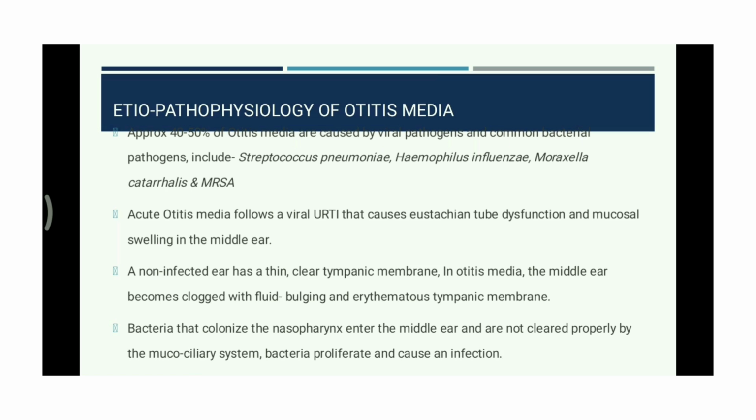When bacteria or any kind of pathogen colonize the nasopharynx, they enter the middle ear. If these pathogens are not cleared properly by the mucociliary system which we have in our body, then the bacteria start to proliferate and grow, and it causes an infection.